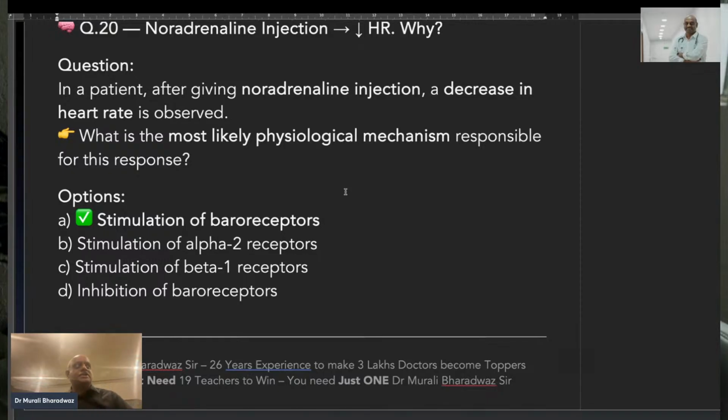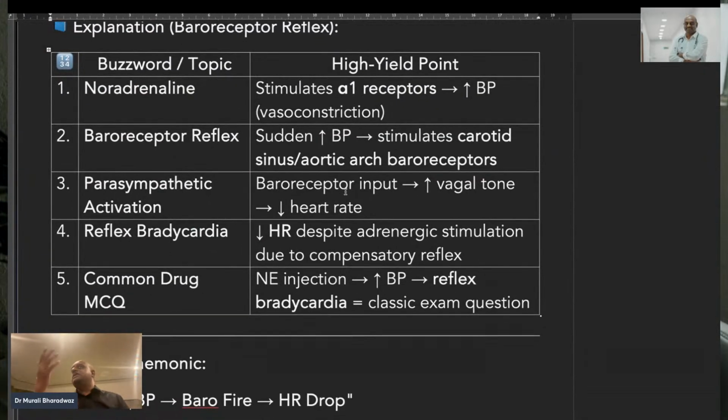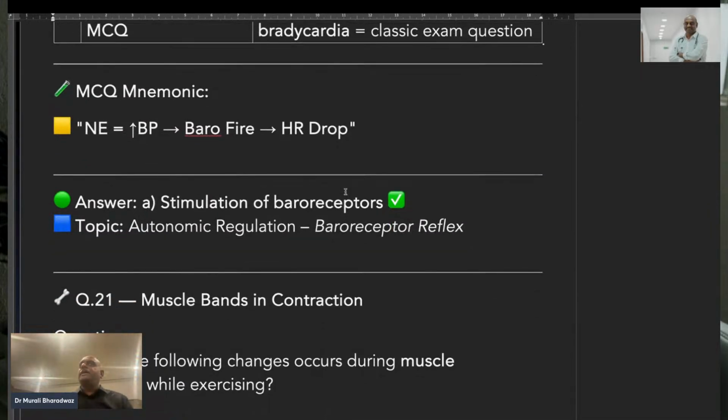alpha-1 receptors. Alpha-1, alpha-2, beta-1, beta-2 story. You remember, right? Where are alpha-2 receptors? In the brain. Alpha-1 is on blood vessels. Okay, doc? So it stimulates alpha-1 receptors, increases the BP, it stimulates the carotid, that leads to increased vagal tone, which leads to the decreased heart rate, is what you need to remember. Write down alpha-1, alpha-2, beta-1, beta-2, epinephrine, norepinephrine, ask ChatGPT to give the buzzwords. This is the approach for the exam. Ready?